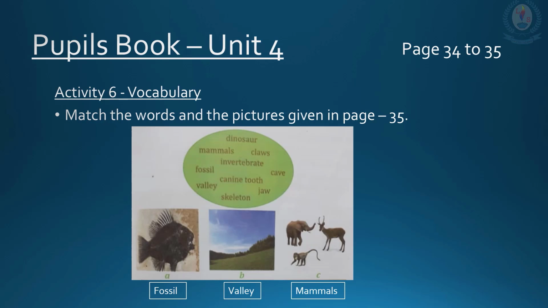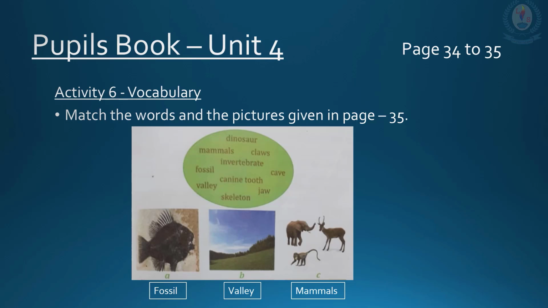Now let's look at activity number 6, page numbers 34 to 35. In this activity, we have some pictures on page number 35. I've taken an image and given the first three pictures along with the answers, right? There are pictures ranging from A to J, that's 10 images. Three of the words that are in this circle are already used up, so you can't use them again. Observe the pictures very well, see which word matches the closest to what you see in the picture, right?